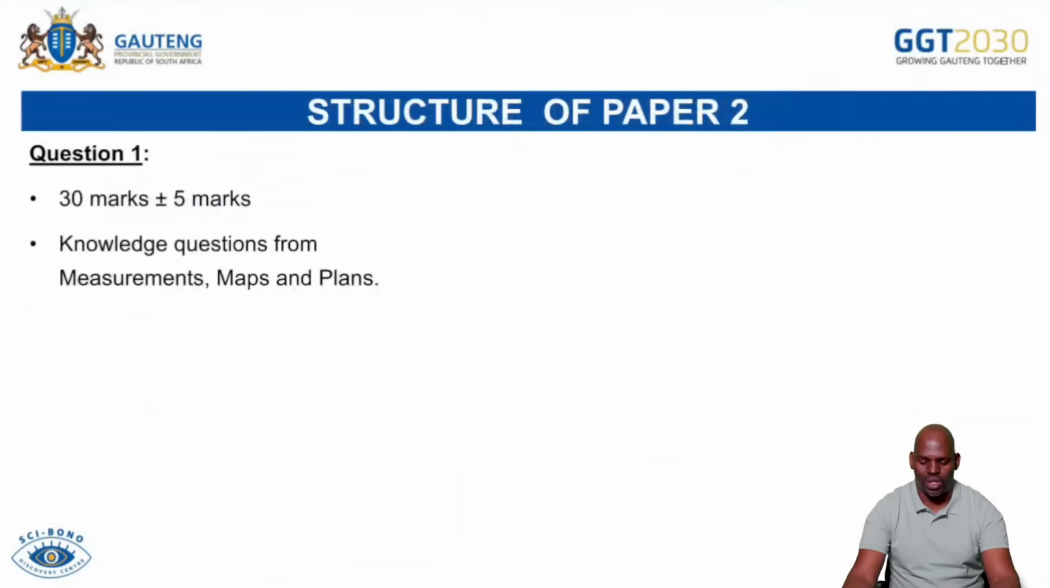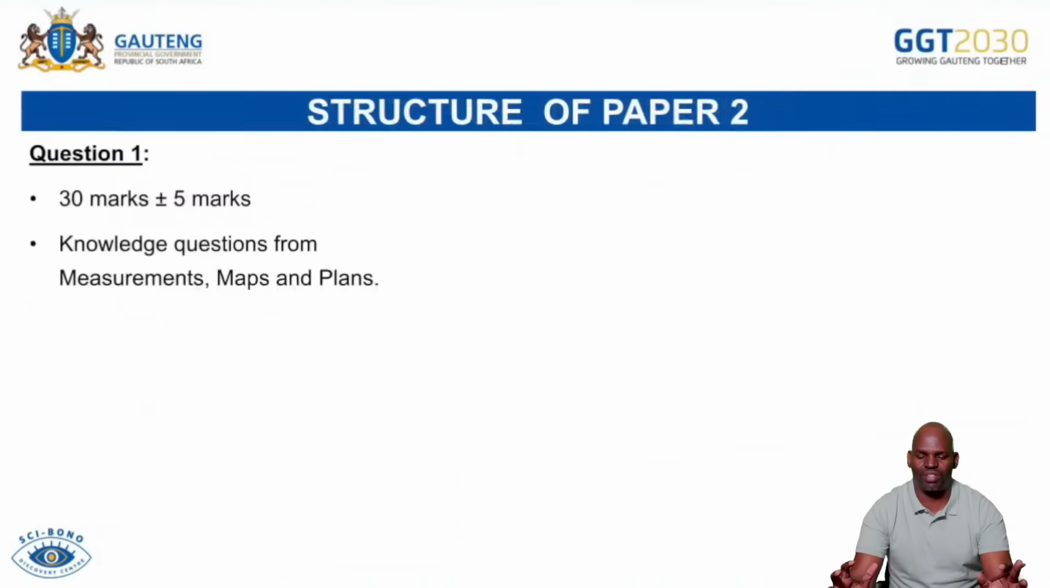Now, with regard to the structure of the question paper, paper 2, again, we are going to have question 1. And then in question 1, you must expect questions which will count about 30 marks.